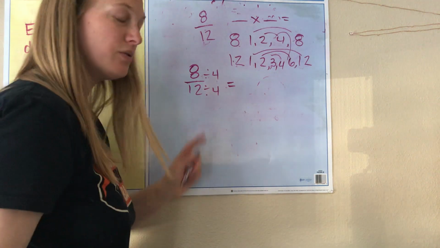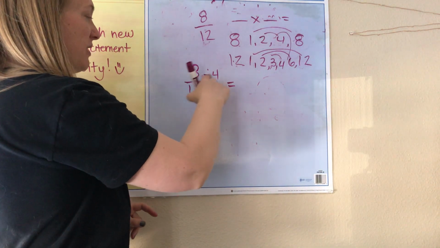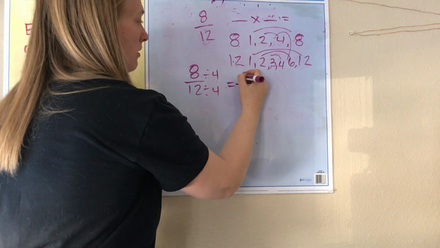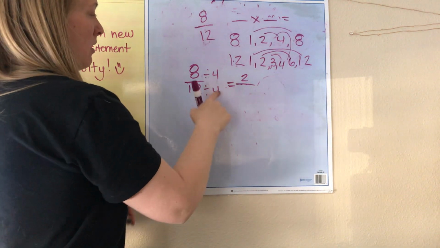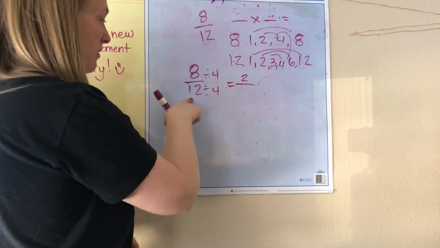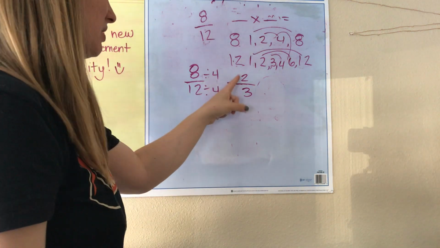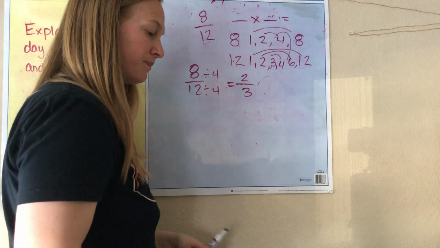So I can reduce 8 divided by 4, or what number times 4 gives me 8? I know 2 times 4 gives me 8. What number times 4 gives me 12? I know that's 3. So my reduced fraction is going to be 2/3. Okay?